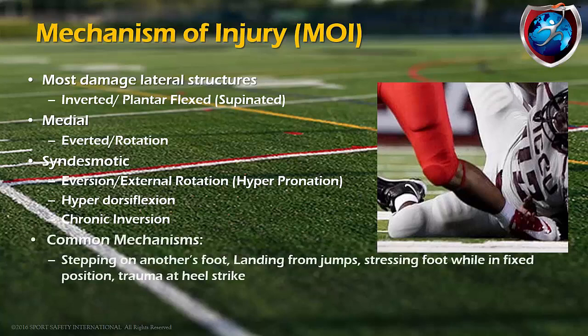Common mechanisms of injury in sports include stepping on another's foot, landing from a jump, stressing of the foot in a fixed position, trauma at heel strike, and twisting on an uneven surface.